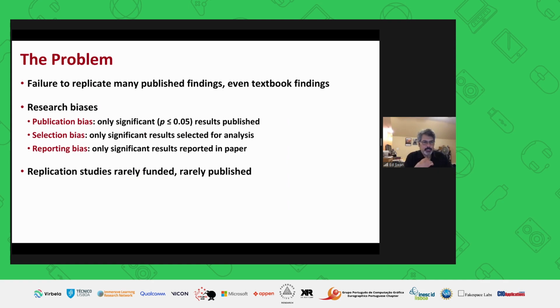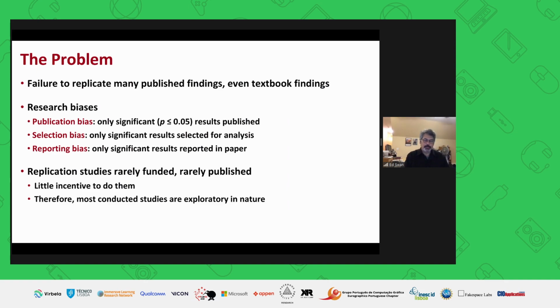replication studies are rarely funded and are therefore rarely published, because if you can't get funding to do the work and you can't publish the work, why would you do the work? You know? And therefore, most studies in science are exploratory in nature and not confirmatory. So looking for new phenomena, new things, new findings. And we'll talk about the surprisingness bias as well in this talk.